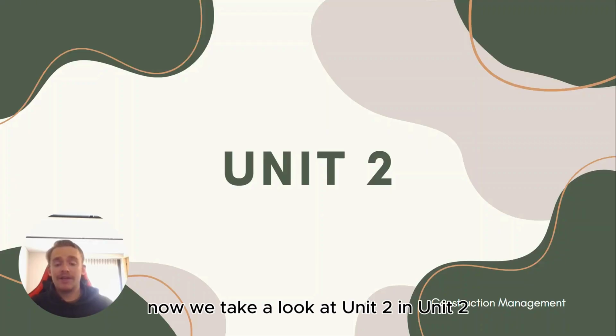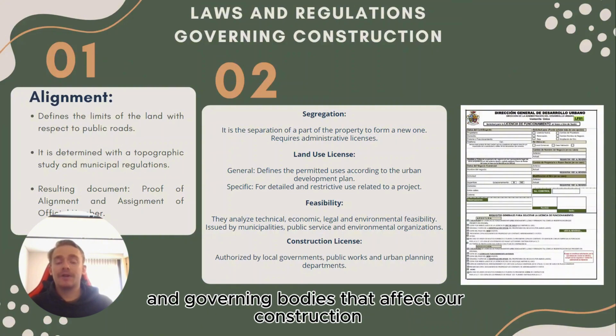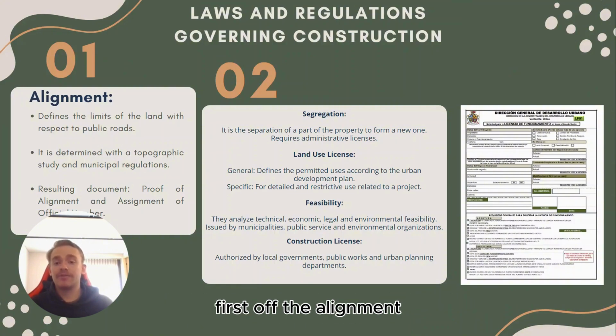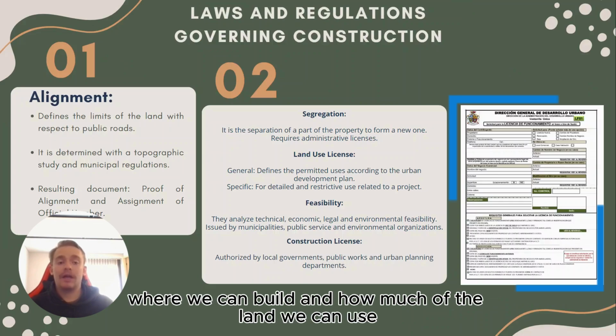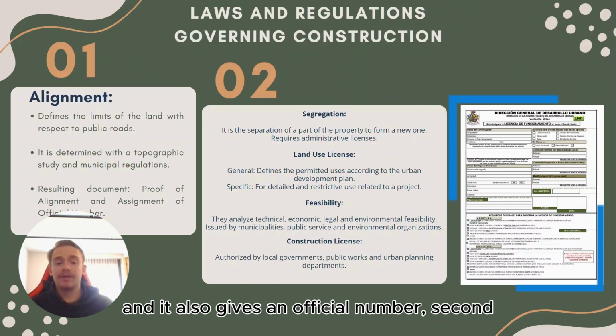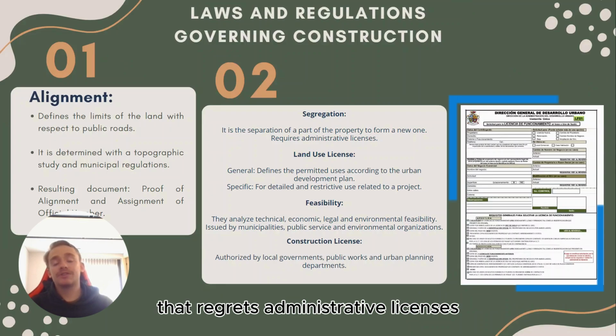Now we take a look at Unit 2. In Unit 2, we learned about the laws and regulations and governing bodies that affect our construction. First off, the alignment. It defines the limits of the land, where we can build, and how much of the land we can use, and it also gives an official number. Second, we look at the segregation. This is the separation of part of a property from a new one that requires administrative licenses.